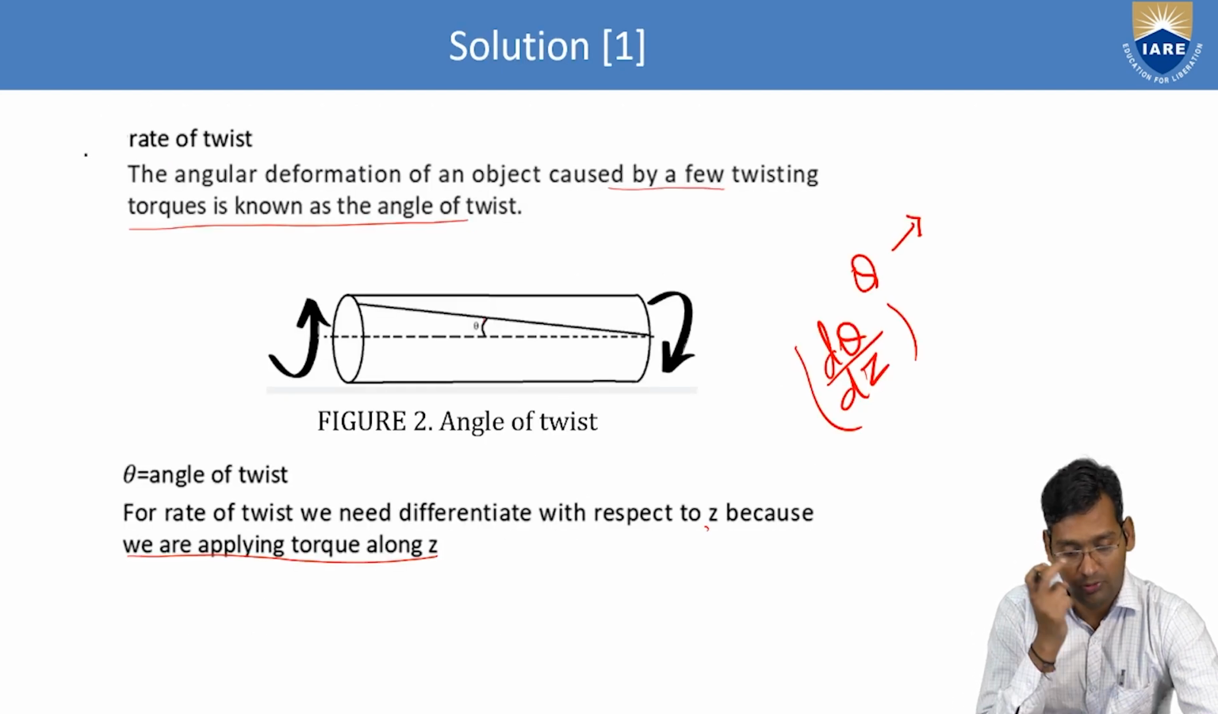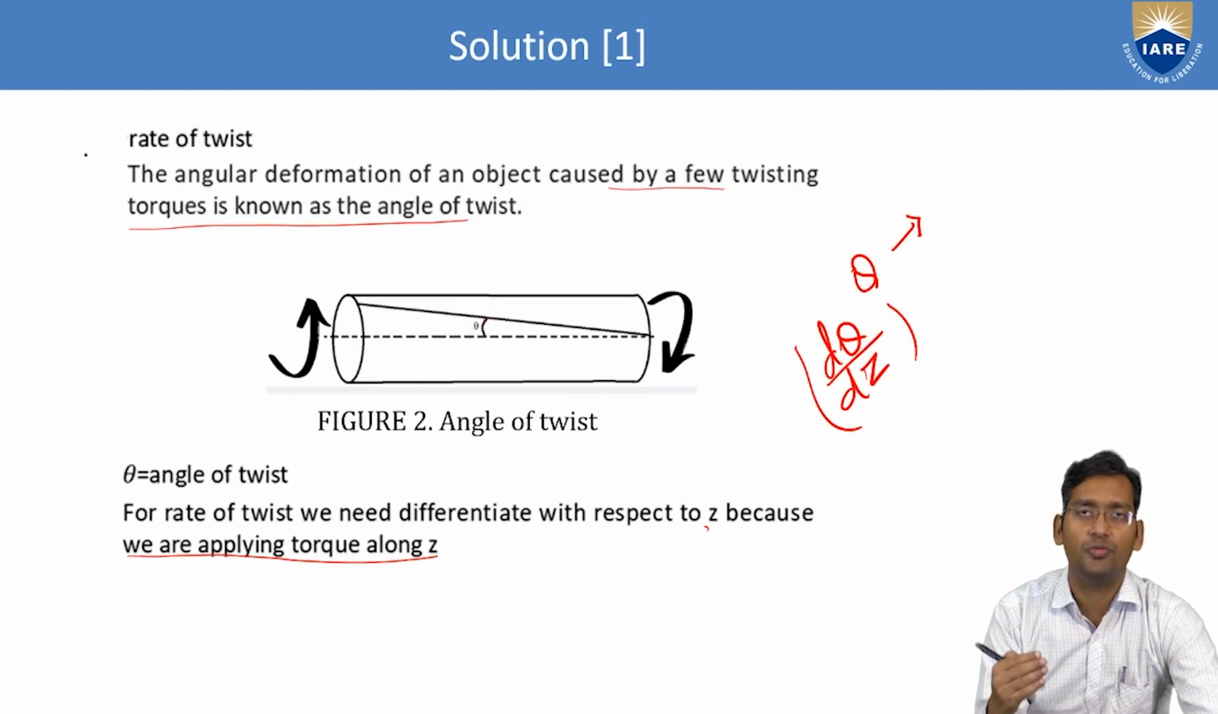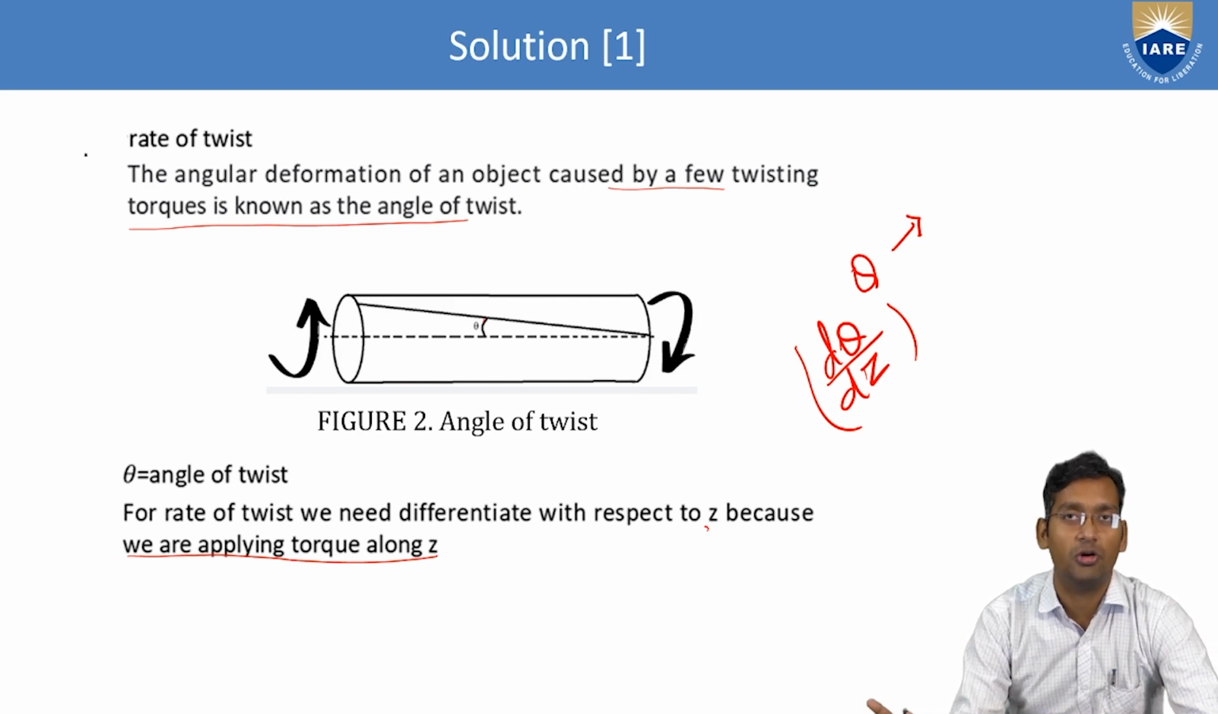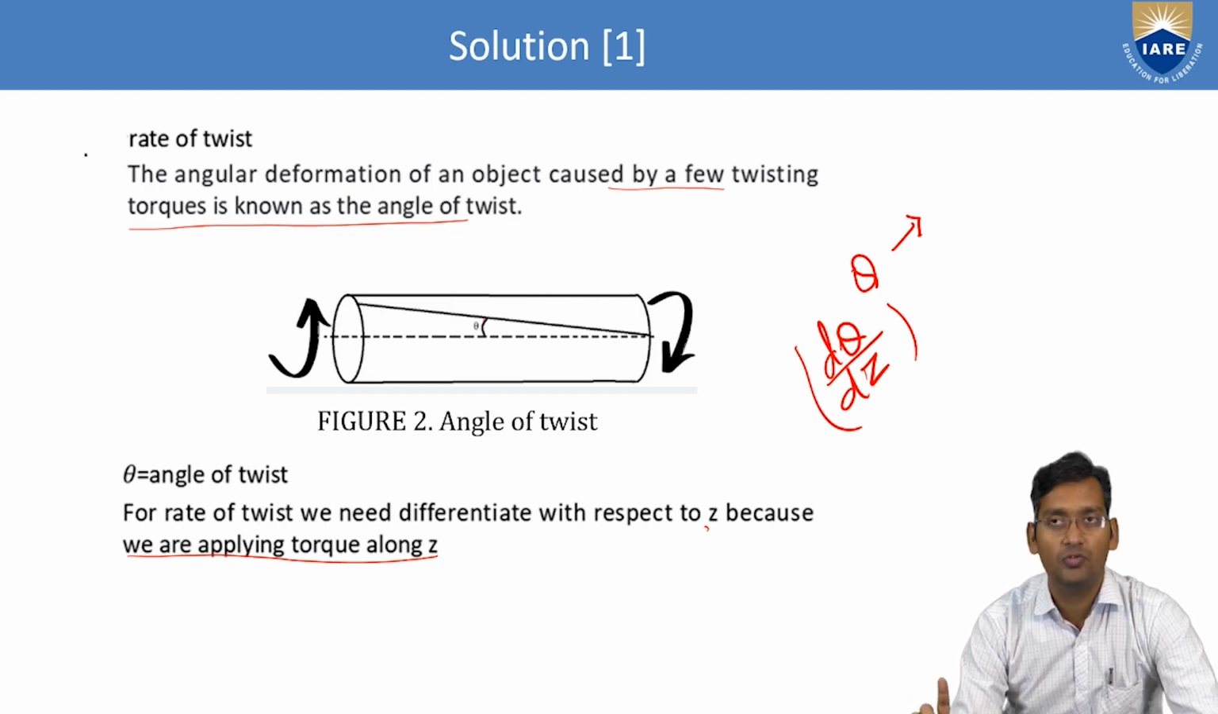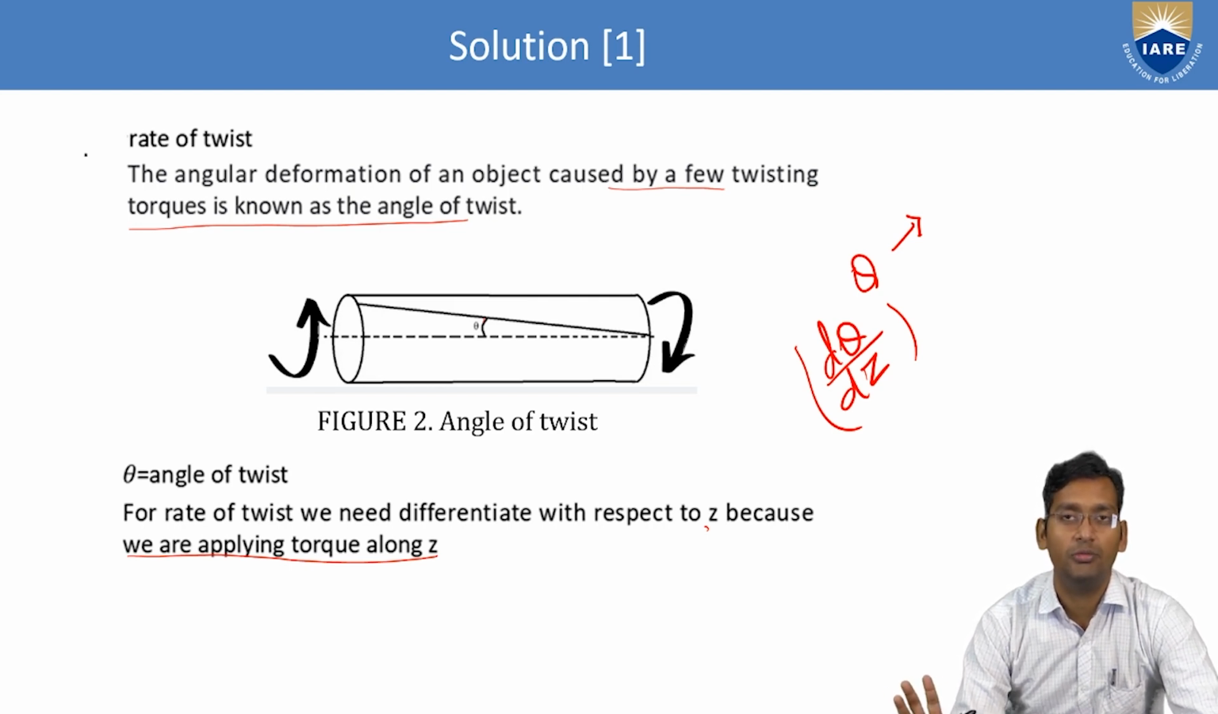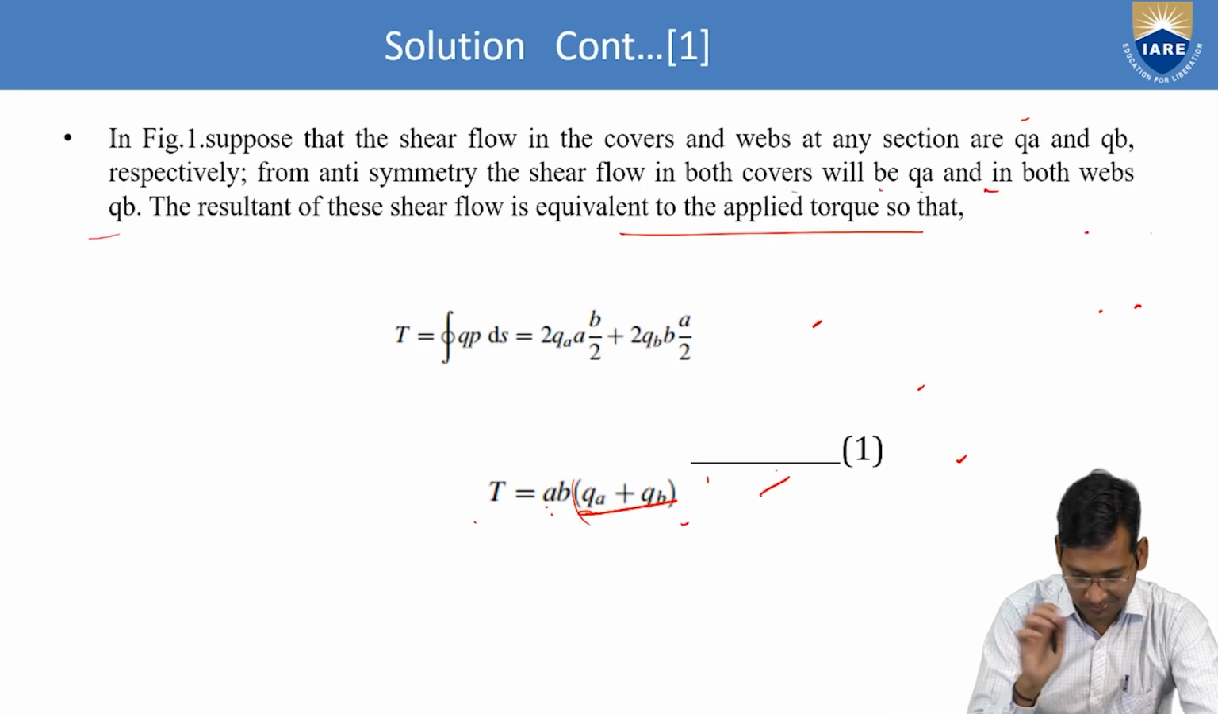Now next, what we will do? Just defining rate of twist. Rate of twist is what? The angular deformation of an object caused by a twisting torque. Or you can say rate of twist is d theta by dz: differentiate the angle of twist with respect to z. That will give you the rate of twist.